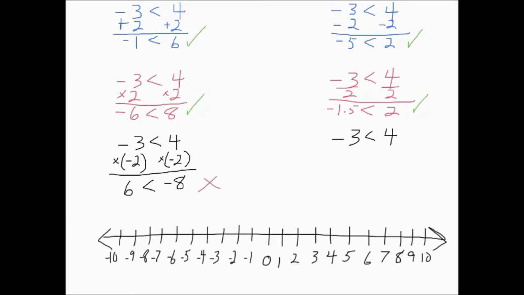So what do I have to do? I'm going to have to flip that inequality. Instead of the point being on the left and the mouth being on the right, I'm going to have to put the point on the right and the mouth on the left. So if I flip this, then I get 6 is bigger than negative 8. Negative 8 is smaller than 6. So now it works out.